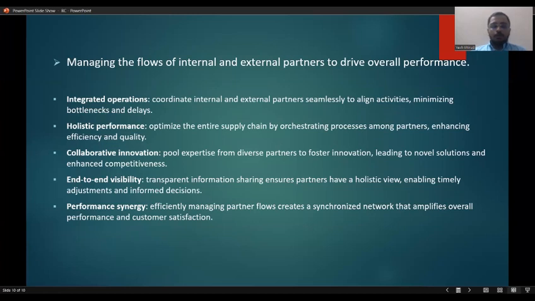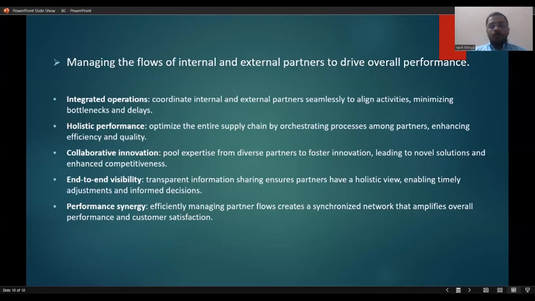Then it comes to holistic performance, to optimize the entire supply chain by orchestrating the processes among the partners by proper collaboration and scheduling the tasks performed by each stakeholder for seamless activities and smooth operations.